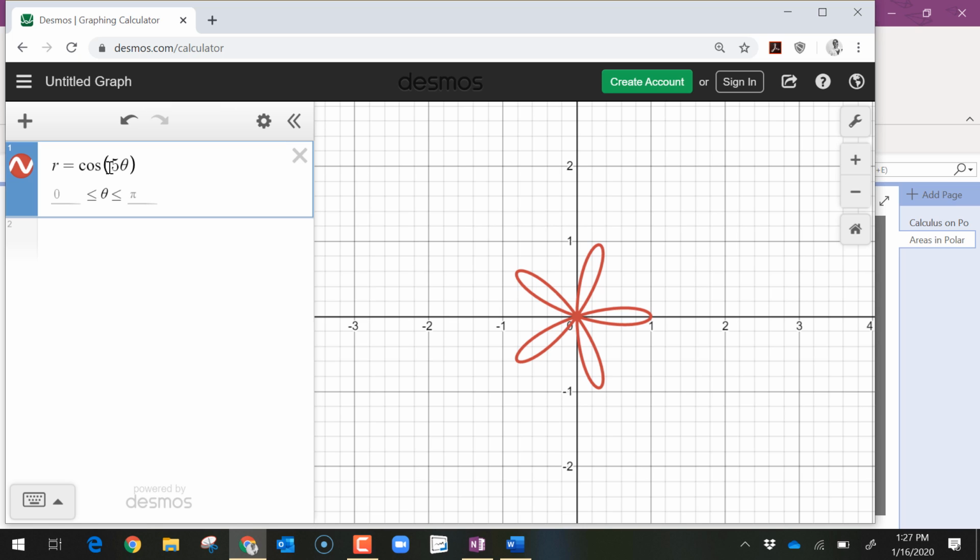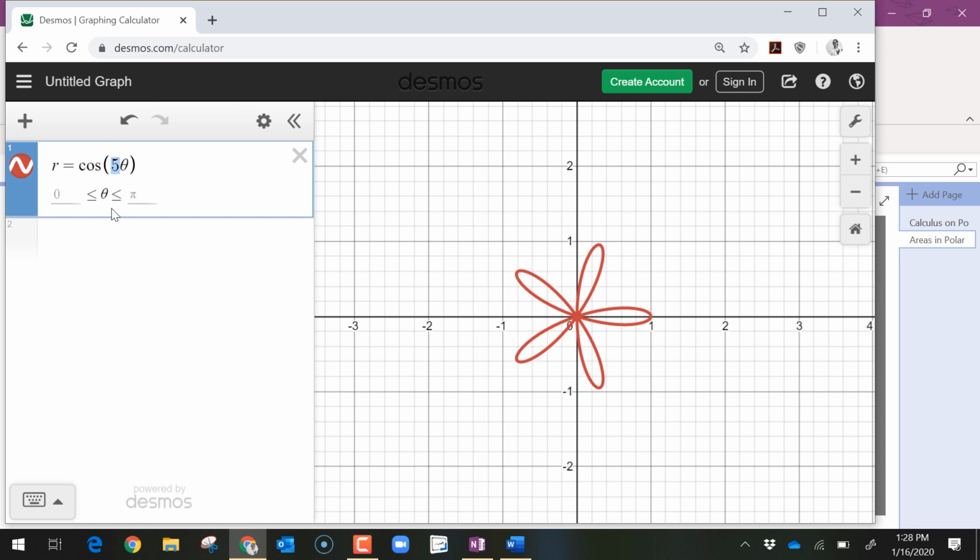Okay. So there's patterns to these things to try to remember and try. I don't know if it's worth memorizing. You guys have a lot of other things to try to remember in this class. But it's a neat little pattern between the sine and the cosine. The cosine of something times theta gives you some sort of leaves to it, and then it depends on whether that coefficient is odd or even. It's either n leaves or 2n leaves, depending on what they are.